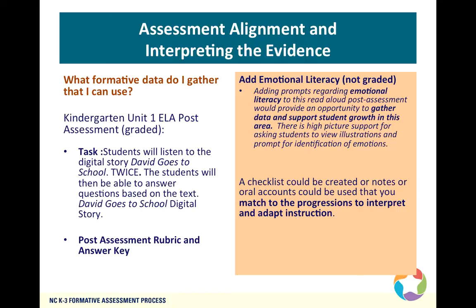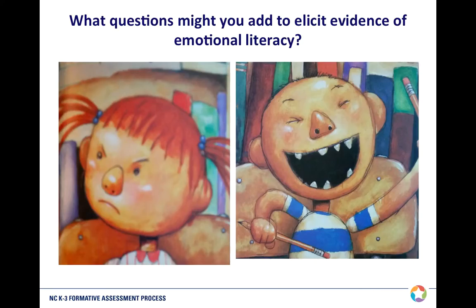A checklist could be created, or notes or oral accounts could be used to match to the progression to interpret and adapt instruction. So this is a time you're already sitting with a student and asking them questions around a text. And simply by asking a couple of additional questions, you could gauge their emotional literacy. I put a couple of questions here just so you had an example of what I was thinking. So what questions might you add to elicit evidence of emotional literacy, looking at these two pictures?